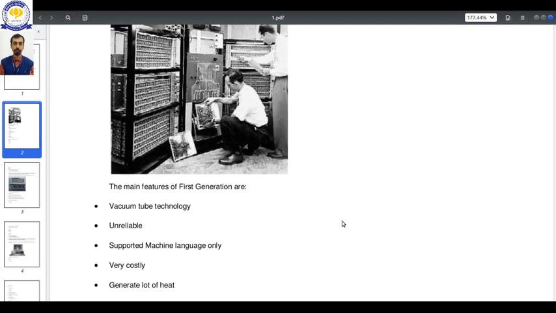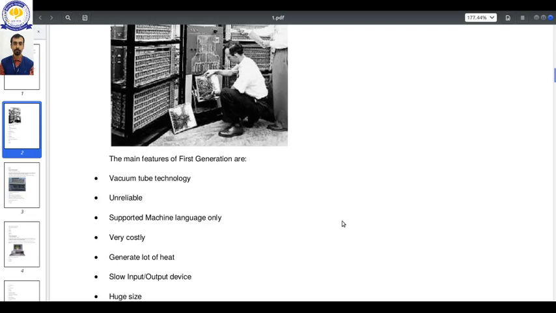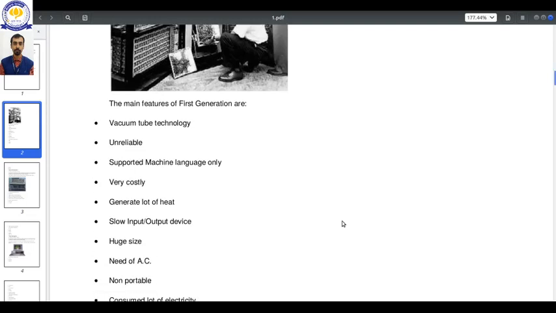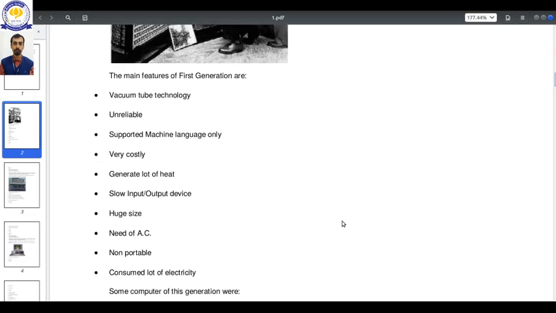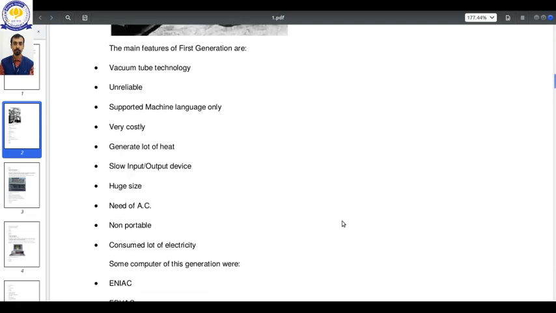It was unreliable and supported machine language only. It was very costly. It generated a lot of heat. It had slow input output devices. It was of huge size. It needed AC. It was not portable. It was not able to move.